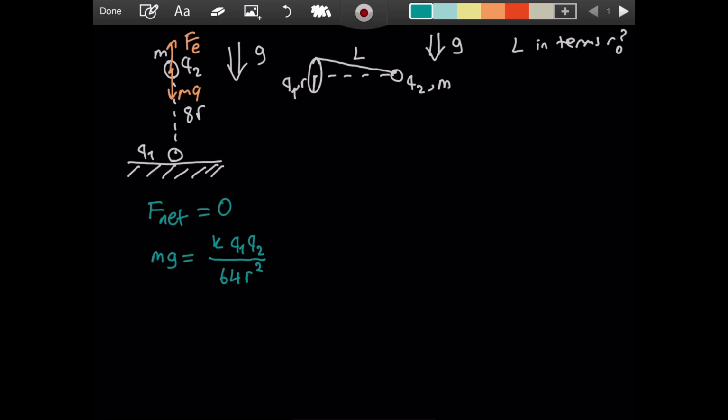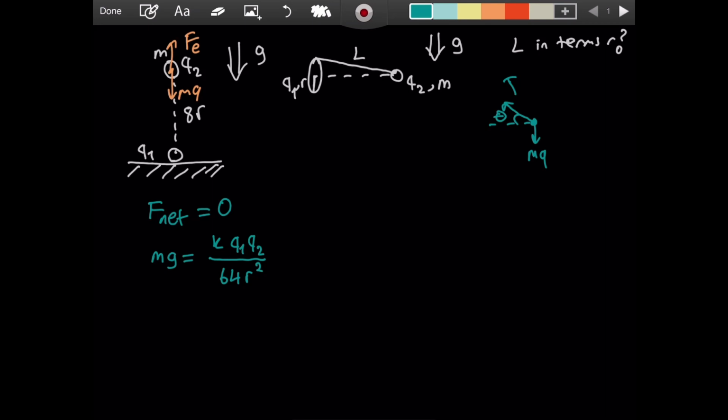So now let's move on to the second system. For the second system, let's draw a free body diagram of the second charge. We have mg downwards, again, that didn't change. And in the rope, there will be a tension. That tension is along the rope and it is pulling Q2. Let's say that this angle is theta.